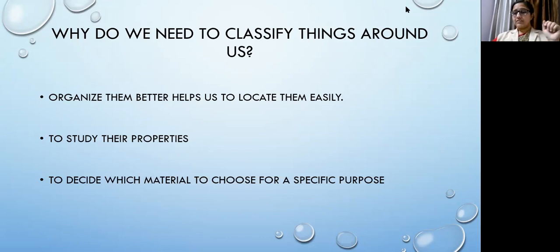Why do we need to classify things around us? Because organizing these things helps us to locate them easily in a better way. And if we are organizing the things according to their use, according to their properties, we can easily understand their properties.